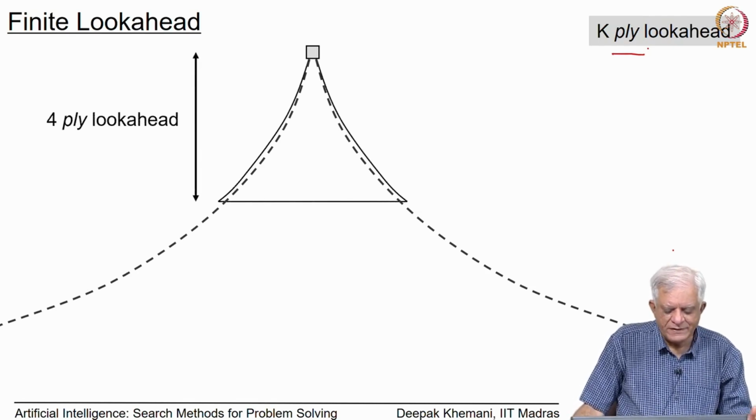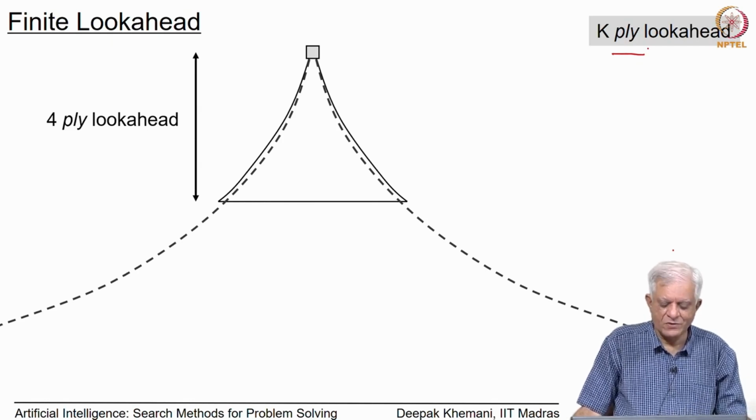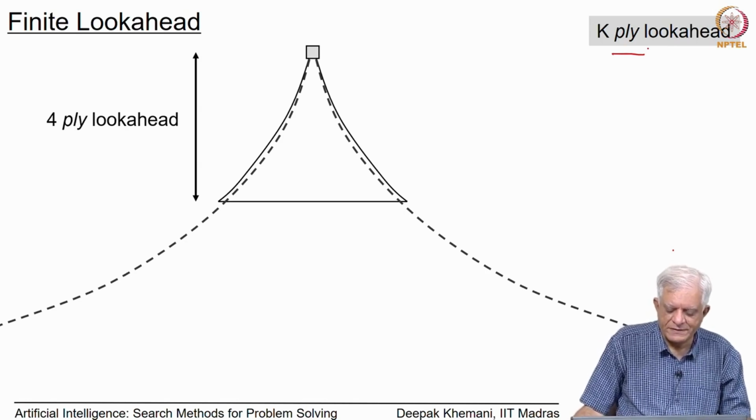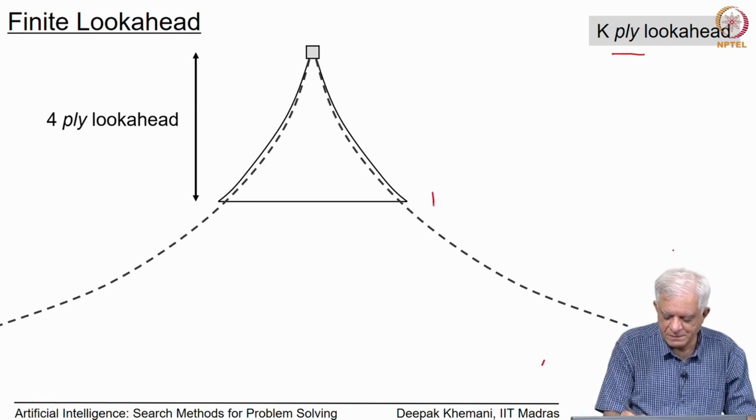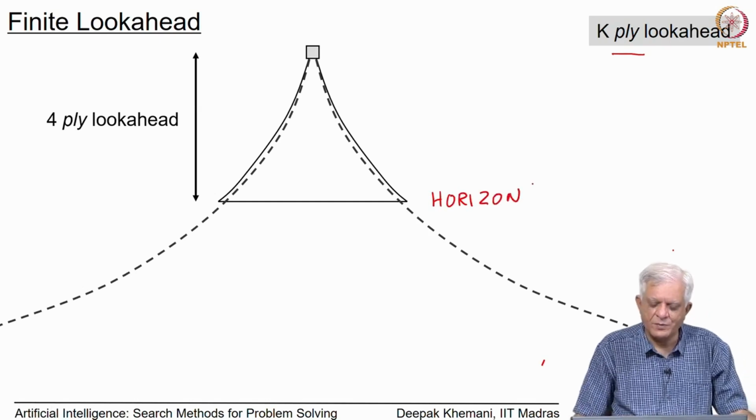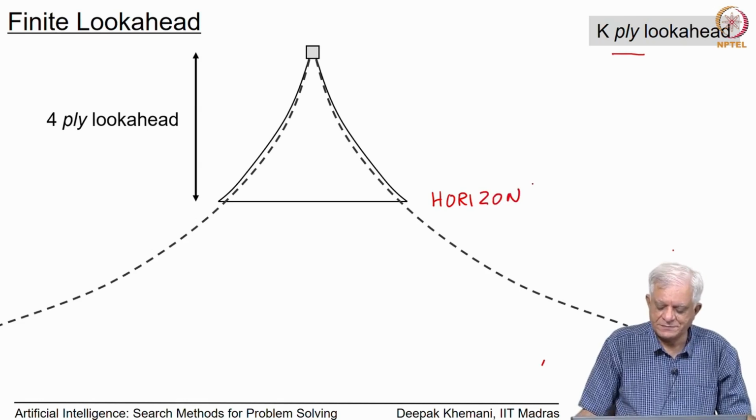So, for example, if you are doing a 4 ply look ahead, then we are looking at part of the game tree and not looking at the complete game tree. So, what do we do at the end of these 4 plies, which is called the horizon? We have reached some board position, but the board position is not a completed game. So, we do not have the outcome of the game, we do not know whether max is winning or max is drawing or max is losing.